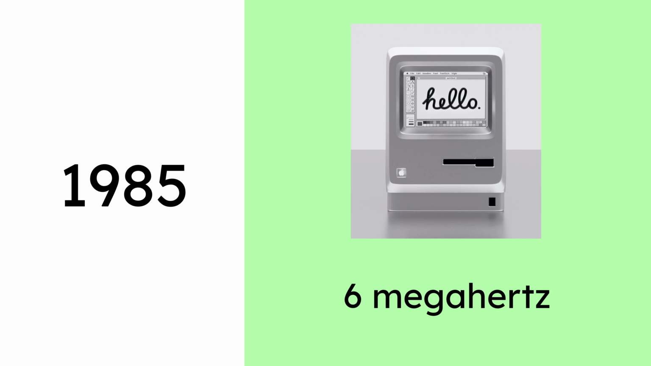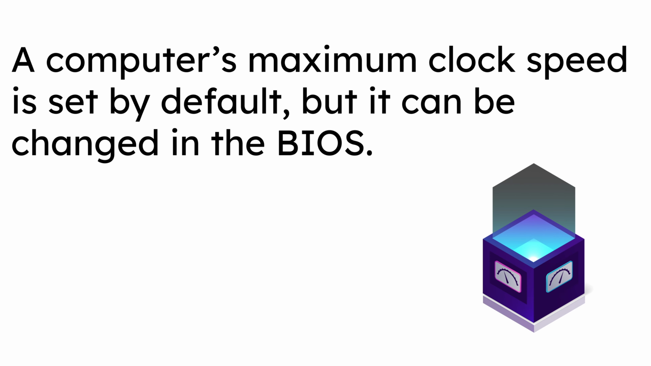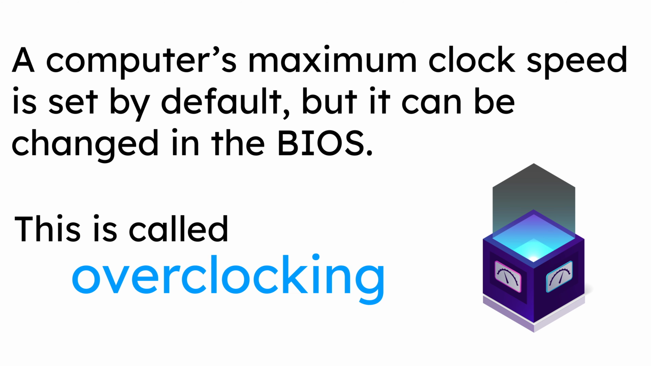It kind of shows how far computers have come. The original Macintosh 1, released in 1985, could only reach a clock speed of 6 MHz. A computer usually has its maximum clock speed set by default, but it is possible to change the speed in the BIOS settings. This is called overclocking.